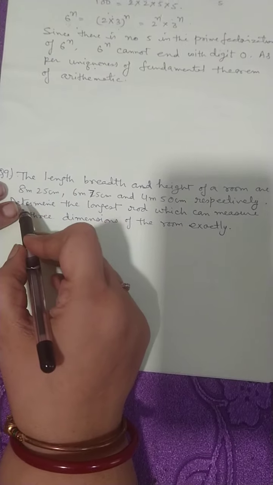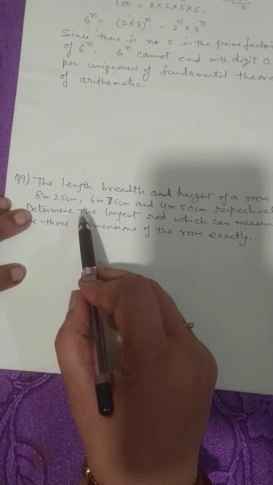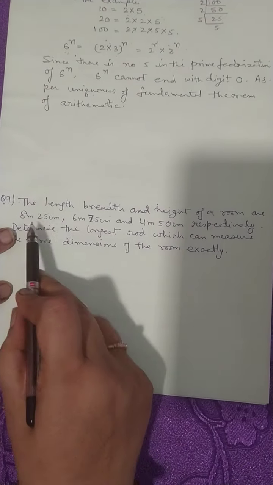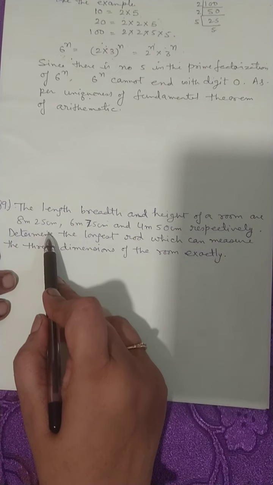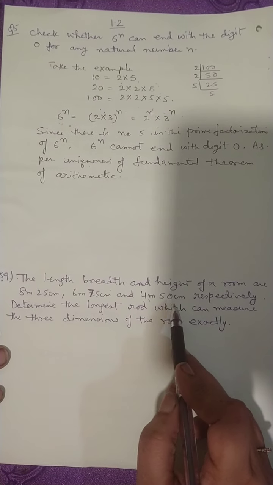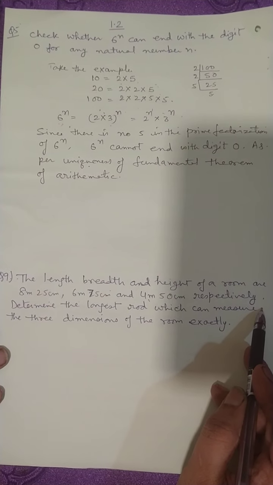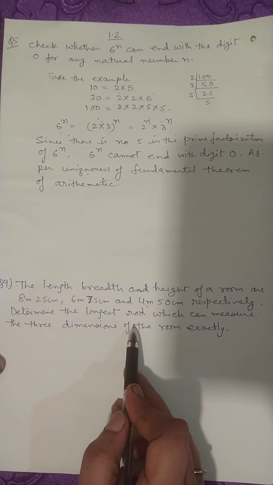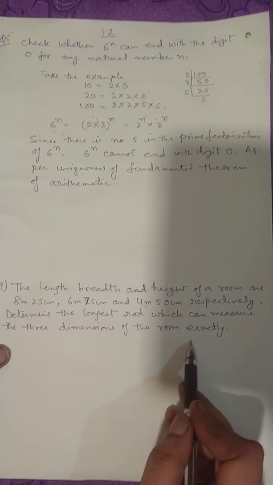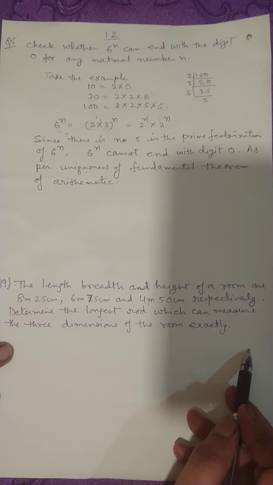Next, question number 9. The question is: the length, breadth and height of a room are 8 meter 25 centimeter, 6 meter 75 centimeter, and 4 meter 50 centimeter respectively. Determine the longest rod which can measure the 3 dimensions of the room exactly.